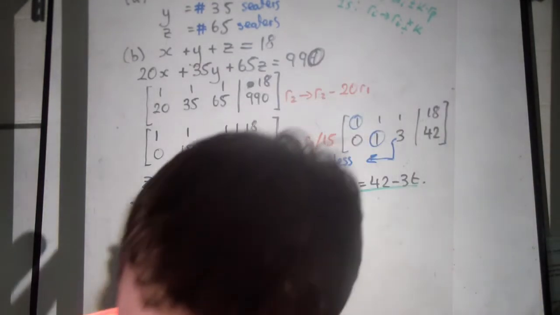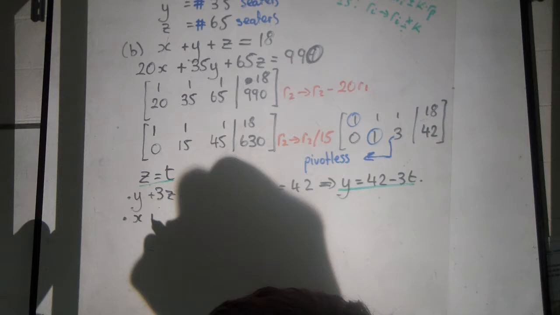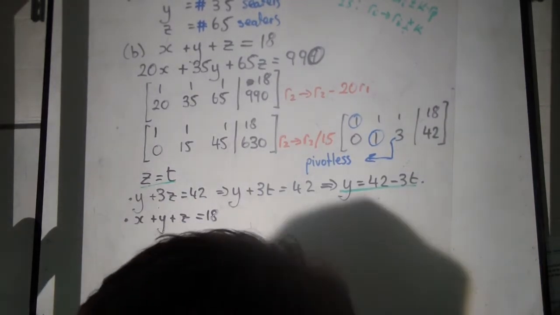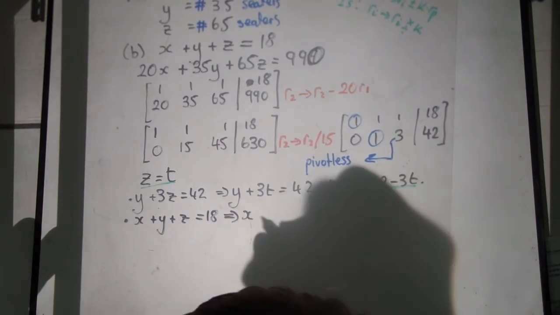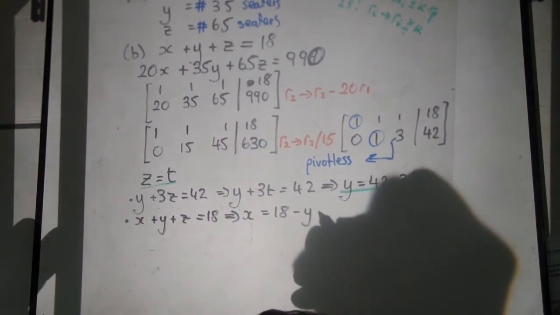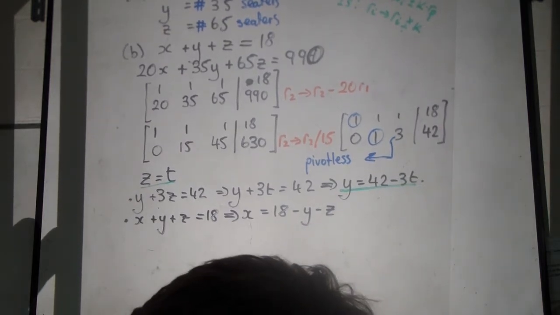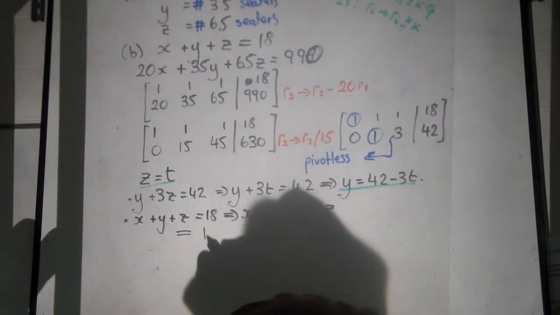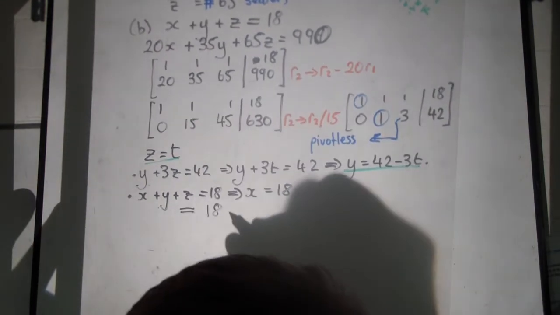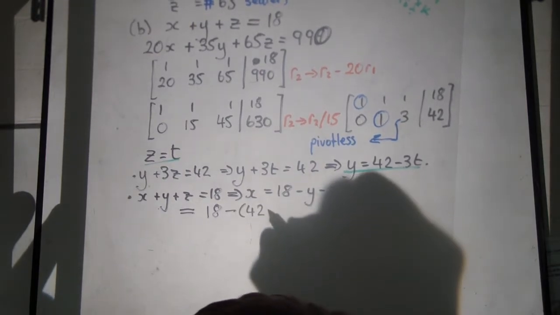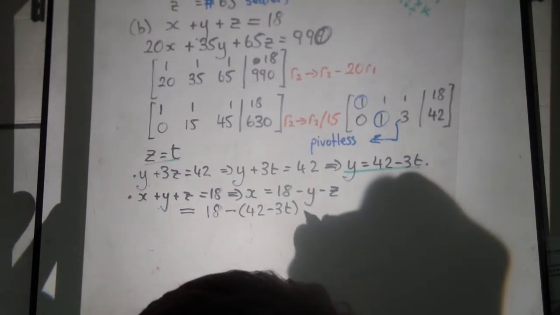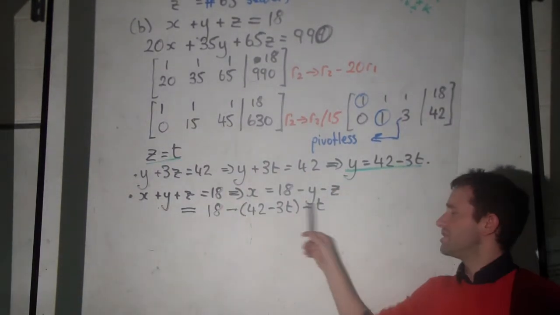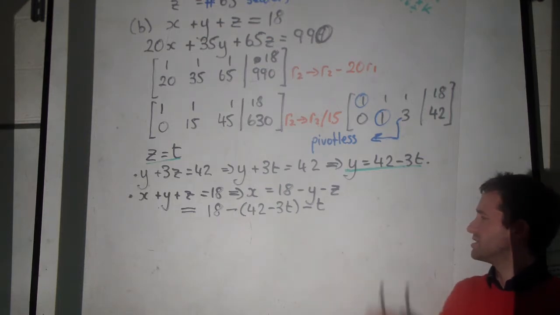Now look at the first row. The first row reads 1x plus 1y plus 1z is equal to 18. Let's say this time we'll take away the y and the z first. So x is equal to 18 minus y minus z. And we know what y and z are in terms of t anyway. So we have 18. Y is, careful with the sign, 42 minus 3t. And z is minus t. And if we're careful there, we should handle this okay. Minus 3t is plus 3t. Minus t is 2t.